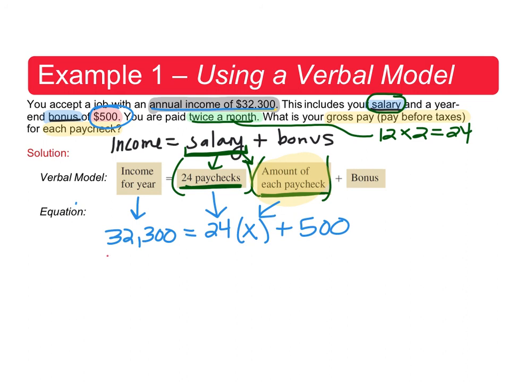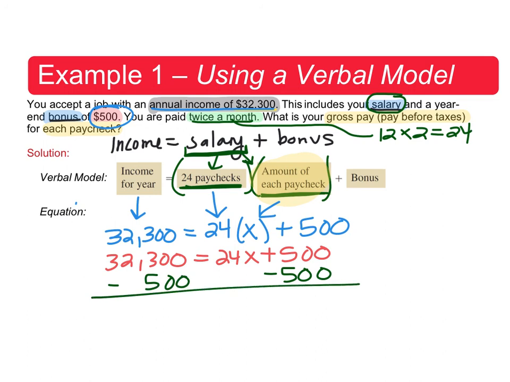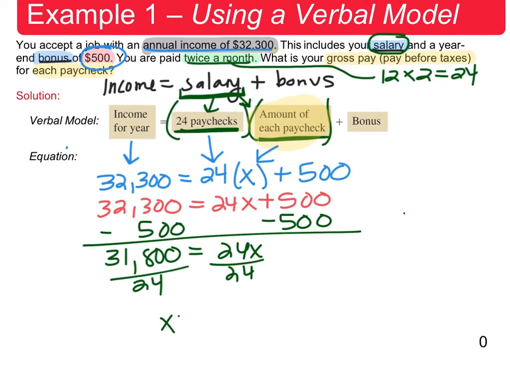So if we solve this, I'll just rewrite it as 32,300 equals 24x plus 500. We know then that we would subtract the 500 from both sides. That leaves us with 31,800 equals 24x, and then divide by 24. And if we calculate that, we'll get an x value of 1,325. So what that means is, let's think about, does this make sense?